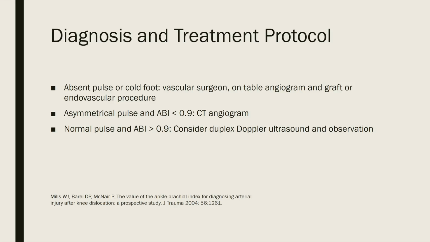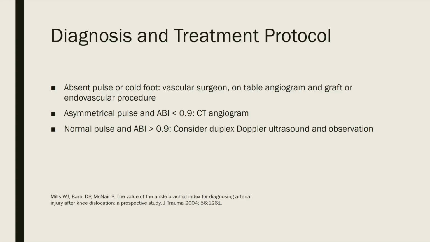So I would think a reasonable diagnosis and treatment protocol is if you've got an absent pulse or a cold foot, you need immediate intervention. So you don't really need that much in terms of investigations in that scenario. So you get your vascular surgeon to take the patient to theatre, do an on-table angiogram, and do a graft or an endovascular procedure. At the same time, if they do need to do a graft, then it's often a good idea to put a spanning external fixator on.